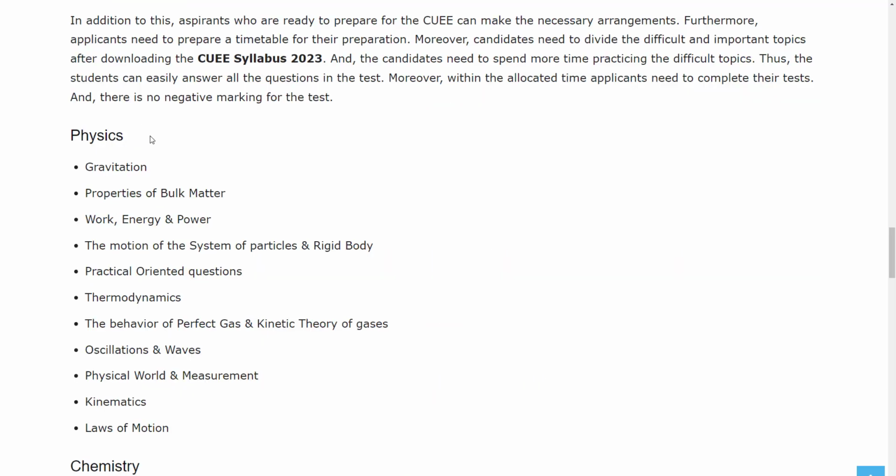In Physics, you will have subtopics of Gravitation, Properties of Bulk Matter, Work, Energy and Power, The Motion of the System of Particles and Rigid Body, Practical Oriented Questions, Thermodynamics, The Behavior of Perfect Gas and Kinetic Theory of Gases, Oscillations and Waves, Physical World and Measurement, Kinematics, Law of Motion.